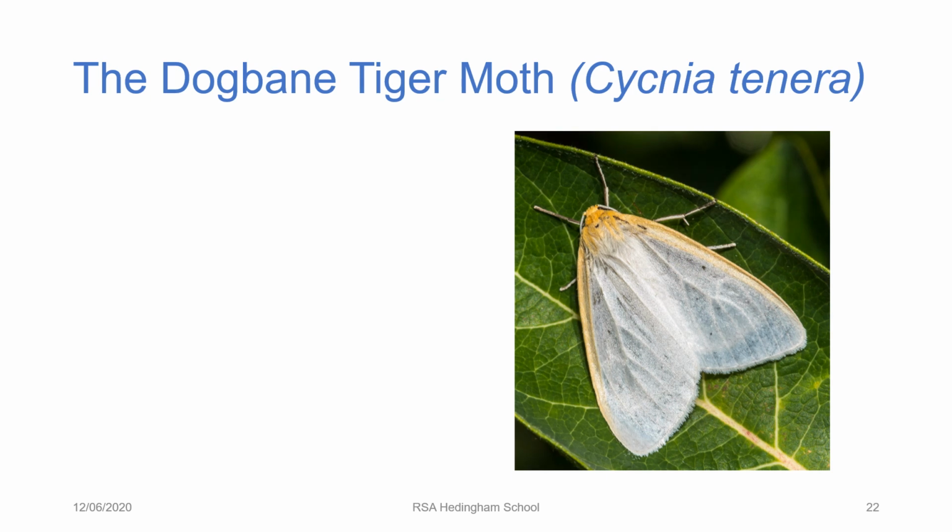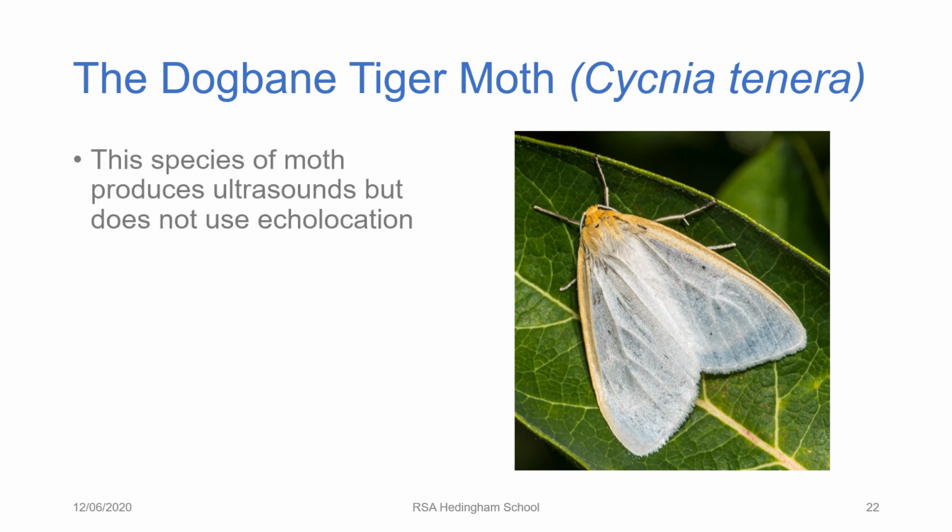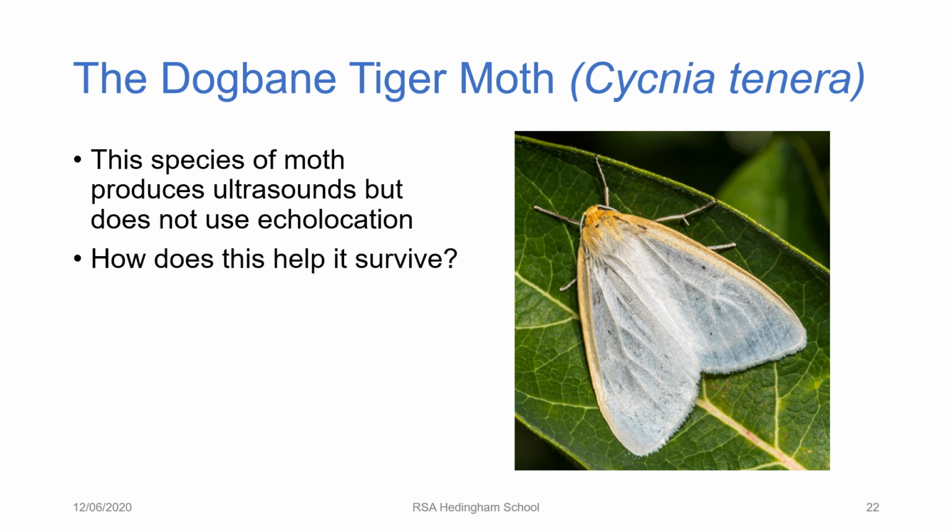You can see a moth called the dogbane tiger moth. And this is quite a unique moth because it produces ultrasounds itself, but it doesn't do it for echolocation. Can you think of a reason why it would do this? How does producing ultrasounds help it to survive?